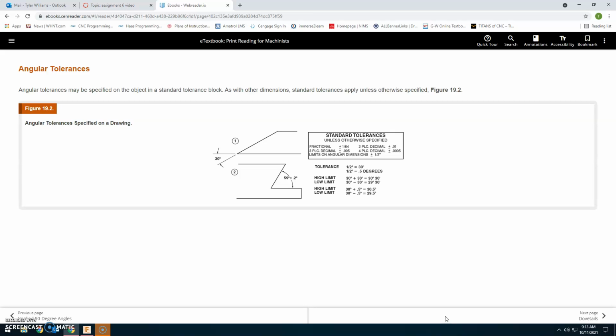So angular surfaces or tolerances. Angular tolerances may be specified on the object in a standard tolerance block. As with other dimensions, standard tolerances may apply unless otherwise specified. So angular tolerances specified on the drawing. So you've got 30 degrees, 59 degrees, plus or minus 2 degrees. So you've got all these different ways of, so limits on angular dimension, plus or minus 1/2 degree. Tolerances, so all different ways of putting it.